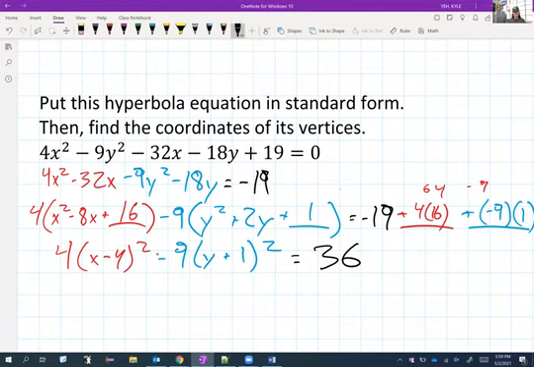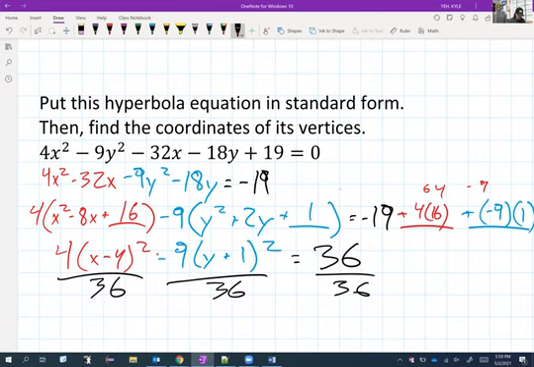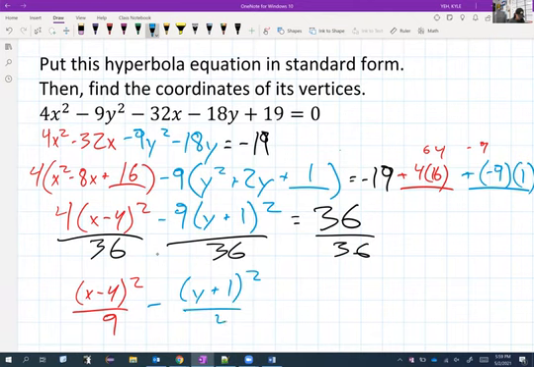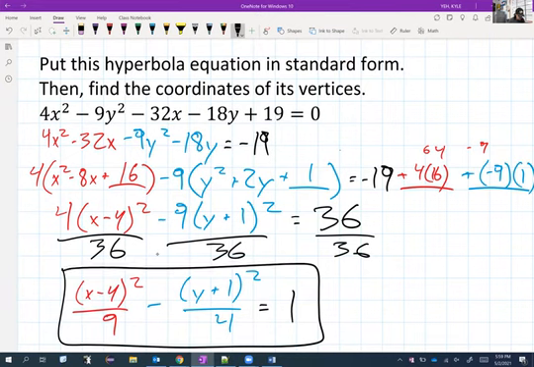And then again, this looks like it'll work out nicely because we needed it to equal 1, just like an ellipse. Divide everything by 36. So 4 over 36 is 1/9. So (x minus 4) squared over 9 minus (y plus 1) squared, 9 over 36 is 1/4, equals 1. And there is my standard form. Just a lot of completing the square and manipulating this to get it in the correct form.